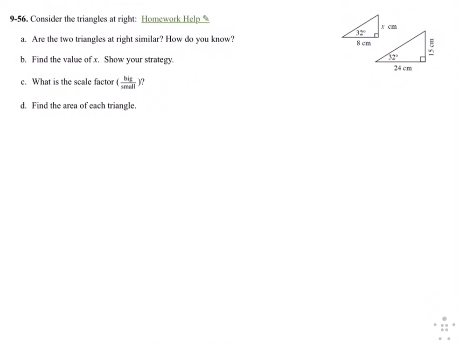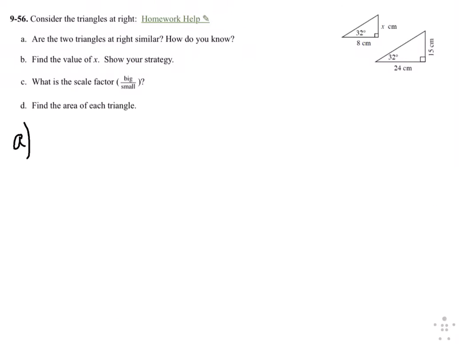Okay, for 956, they want us to look at these triangles on the right, and A says, are the two similar? How do you know? So for A, similar triangles again have the same shape, but potentially a different size. So if the angles are the same, then the shape is the same. So we can see that they each have a 32-degree angle and a 90-degree angle.